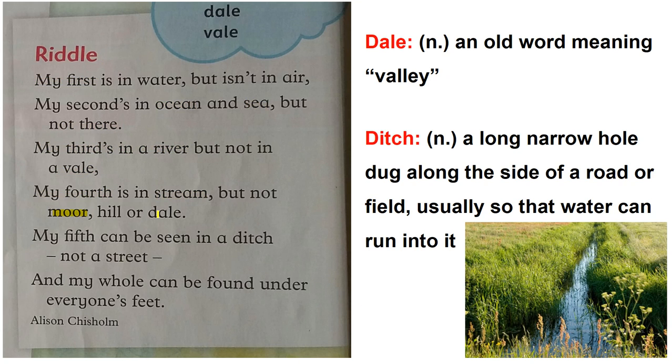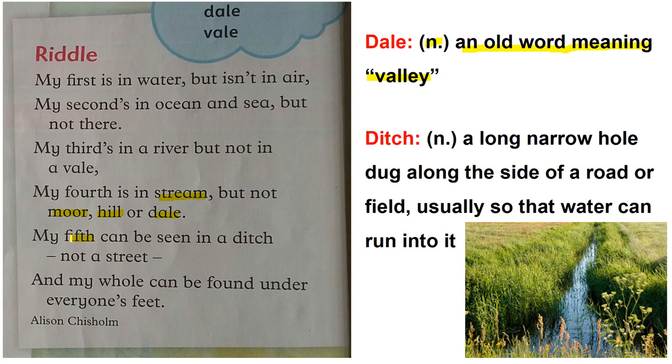Okay, what about dale? And we mentioned before, hill means like a small mountain. Dale is a noun, an old word meaning valley. So this is a word which was used in the past. It means valley. So the letter, we can find it in the word stream, but we cannot find it in the word moor, hill, or dale.